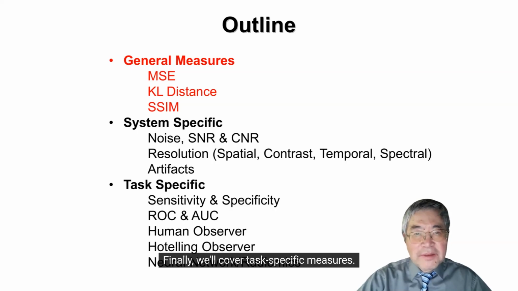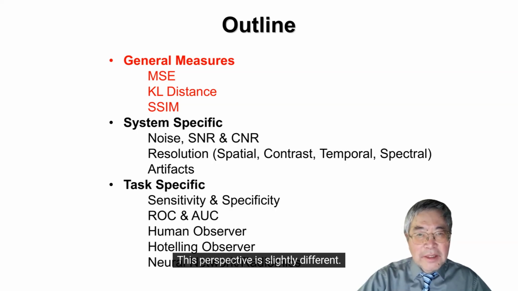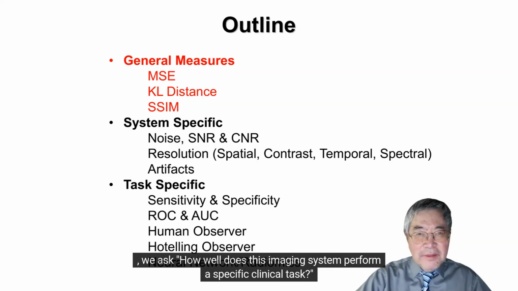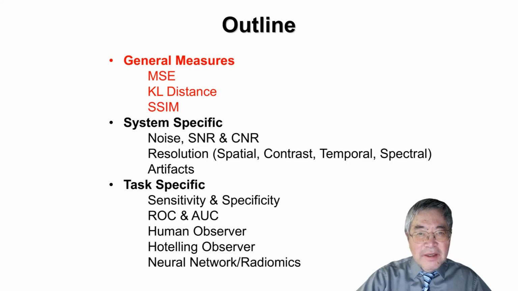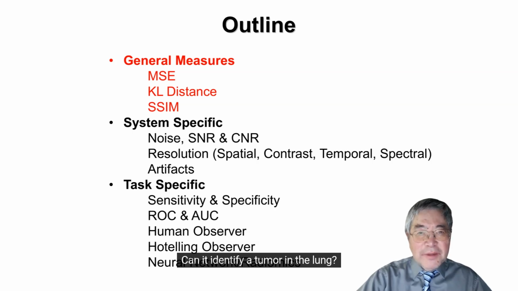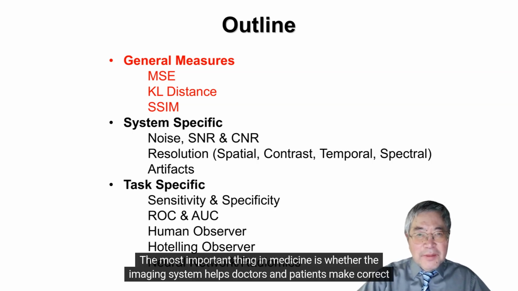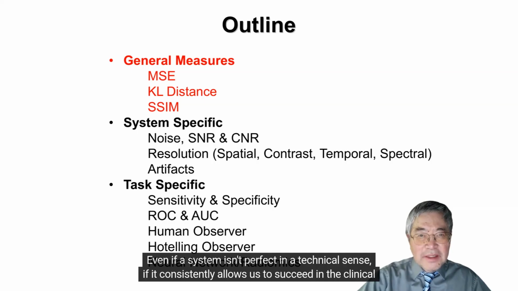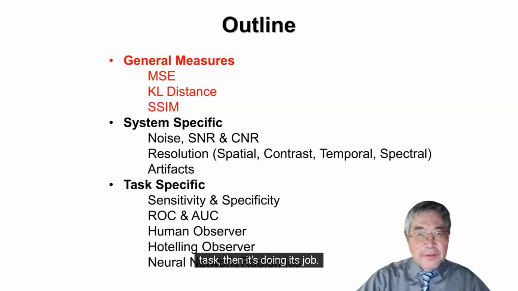Finally, we'll cover task-specific measures. This perspective is slightly different. Instead of asking how good is my camera, we ask how well does this imaging system perform a specific clinical task. For example, can it reliably detect whether a bone is fractured? Can it identify a tumor in the lung? The most important thing in medicine is whether the imaging system helps doctors and patients make correct decisions. Even if a system isn't perfect in a technical sense, if it consistently allows us to succeed in the clinical task, then it's doing its job.